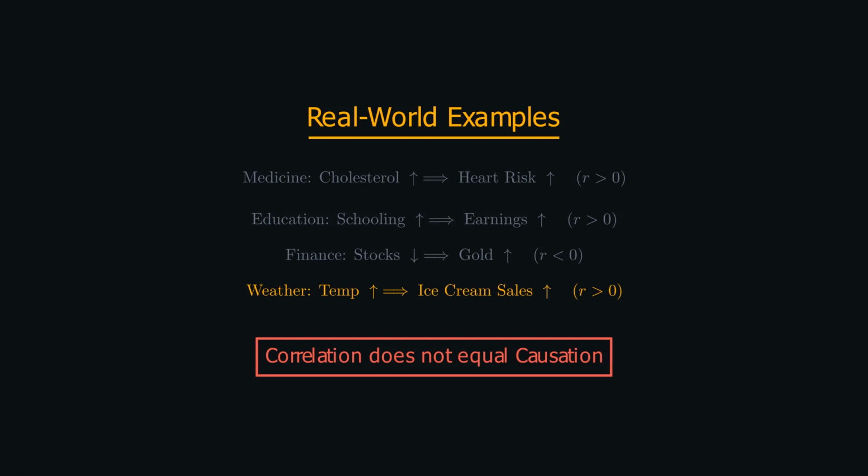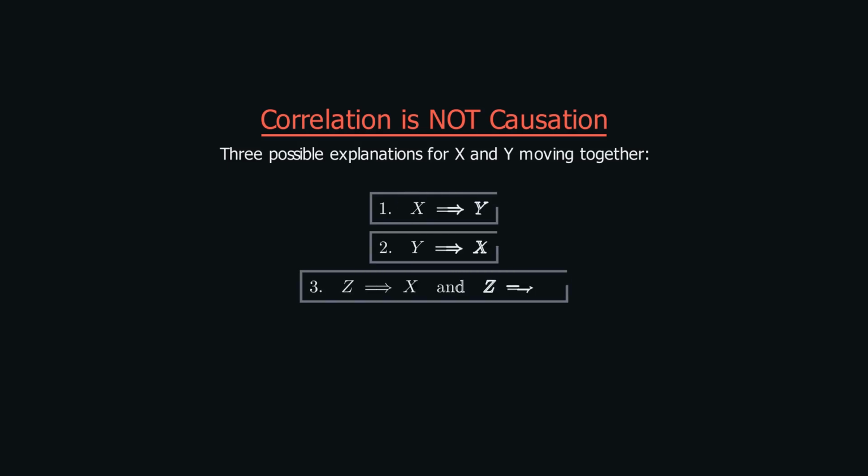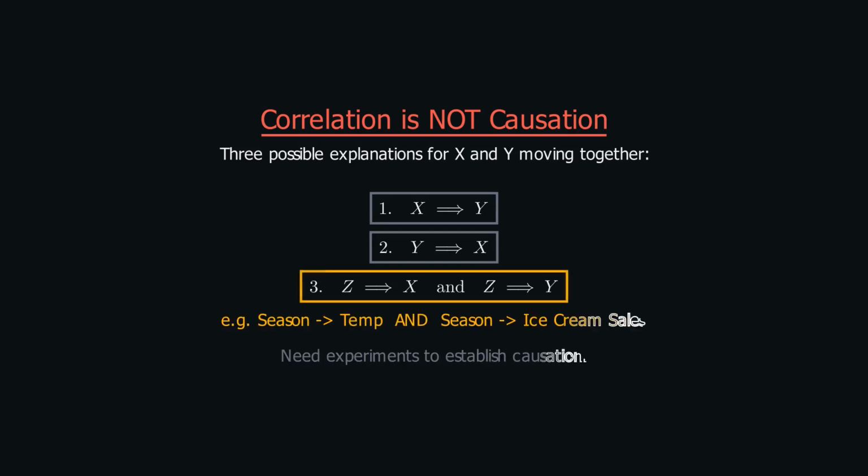Correlation does not tell you which variable causes the other. The phrase correlation does not imply causation is one of the most important ideas in statistics. Two variables can move together for 3 reasons. First, X might cause Y. Second, Y might cause X. Third, a hidden third variable might be driving both. For ice cream and temperature, the actual cause of both is the season, summer. Correlation cannot tell you which of these 3 situations you are in. That requires a controlled experiment or careful study design.